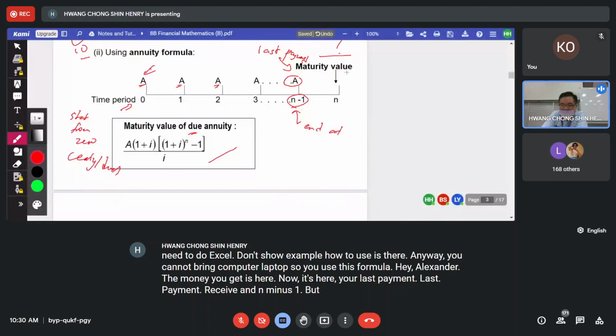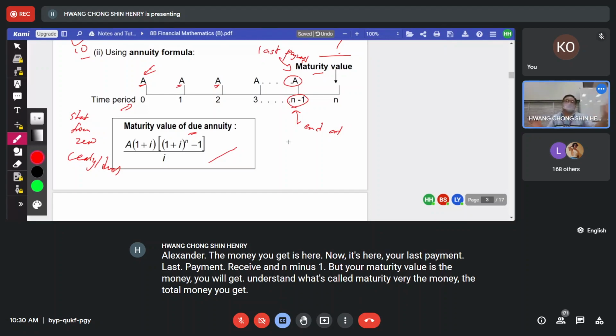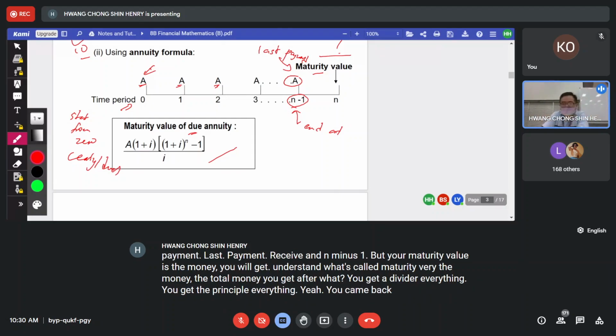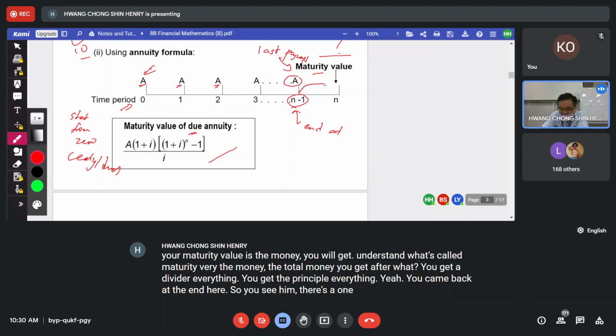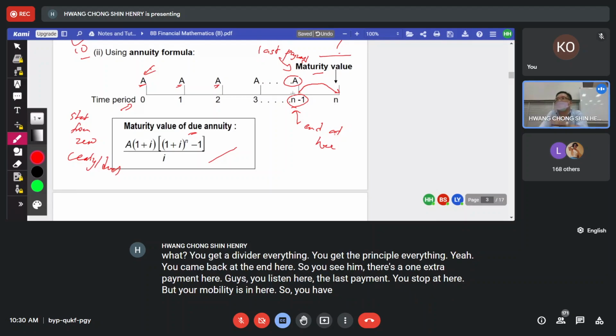But your maturity value is the money you will get. Understand what is called maturity value? The total money you get after the dividend, everything, you get the principal, everything, you get back at the end here. So you see, there's one extra payment here. Guys, you all listen here. The last payment you stop at here. But your maturity is end here. So you have extra, how much?